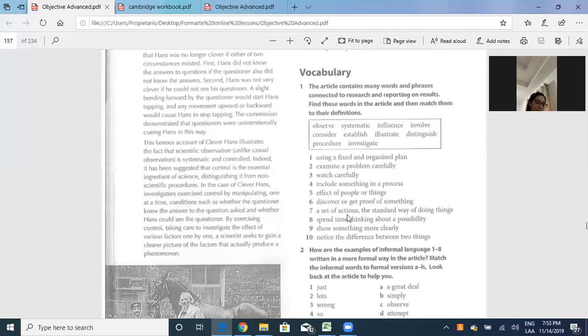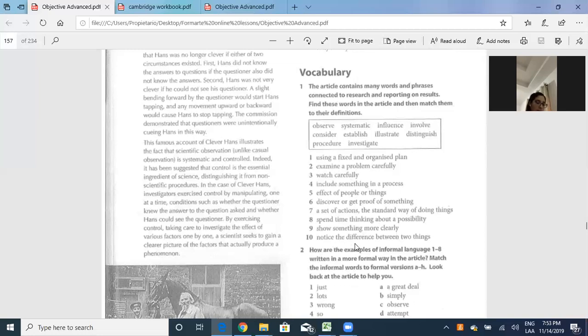Number 7: a set of actions, the standard way of doing things. Procedure. Number 8, spend time thinking about a possibility. Consider. Yes, consider. And number 9, show something more clearly. Illustrate.